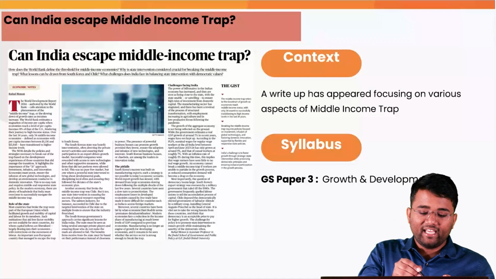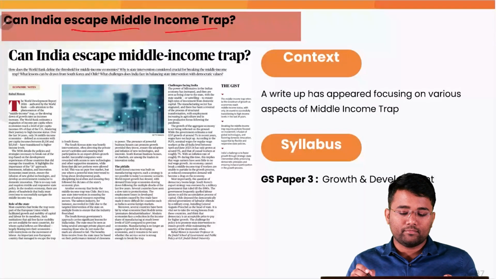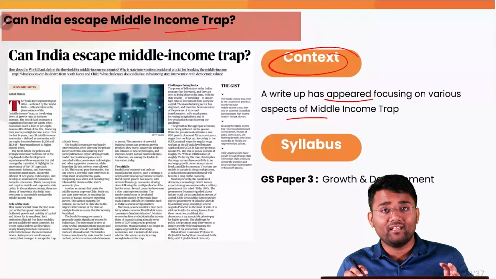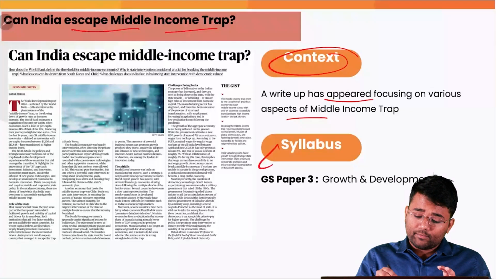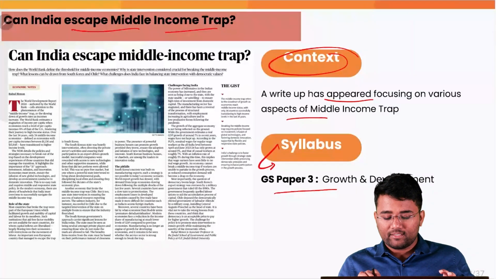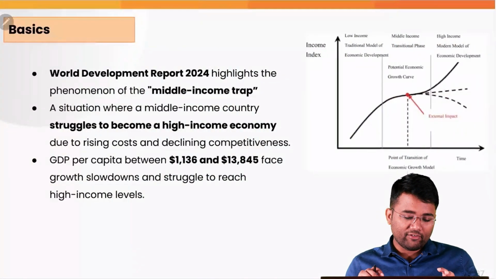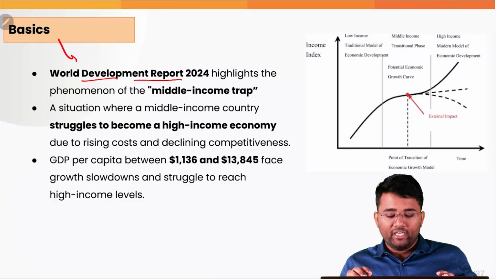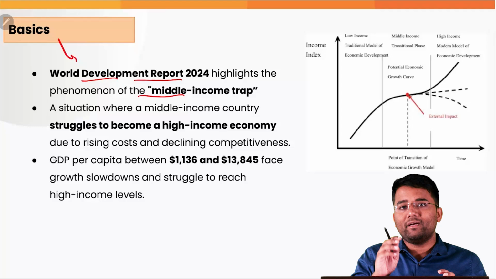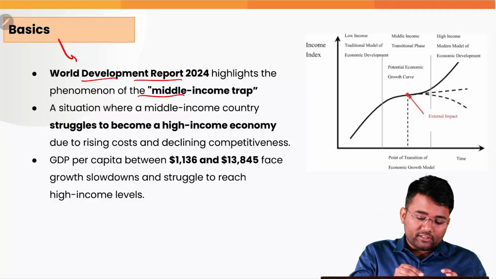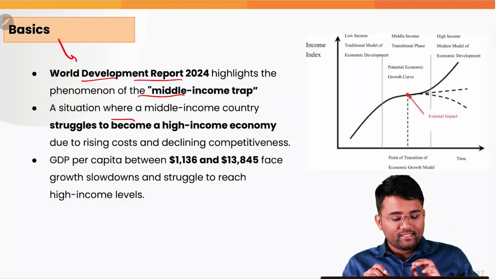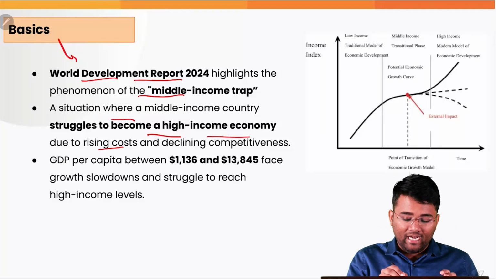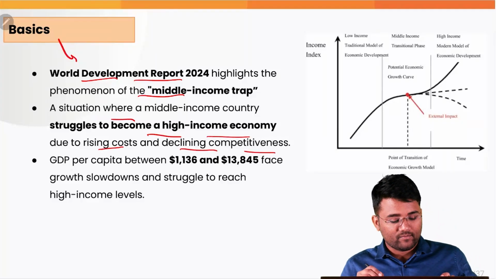Our second topic is, can India escape the middle income trap? The context of this topic is that a write-up has appeared focusing on various aspects of the middle income trap. This particular topic pertains to the syllabus of your GS paper 3, growth and development. If you talk about the context again, there is the World Development Report 2024 that highlights the phenomenon of the middle income trap. This is a situation where a middle income country struggles to become a high income economy due to rising cost and declining competitiveness.